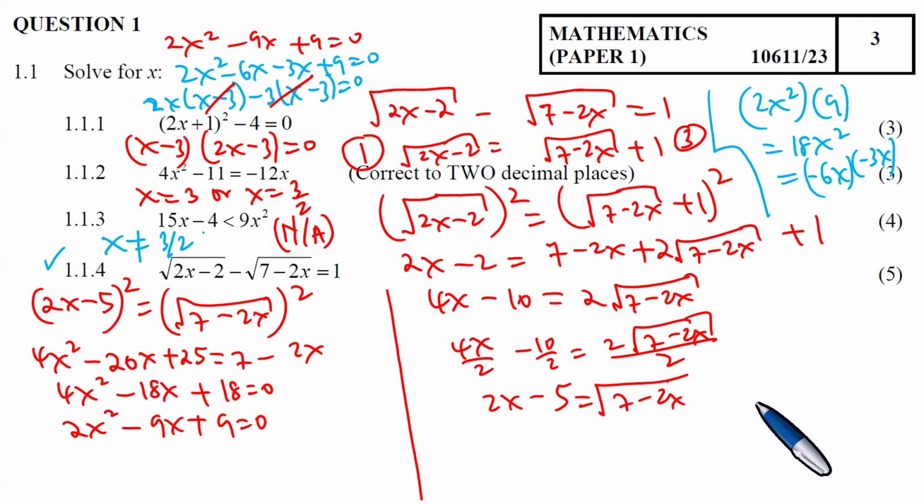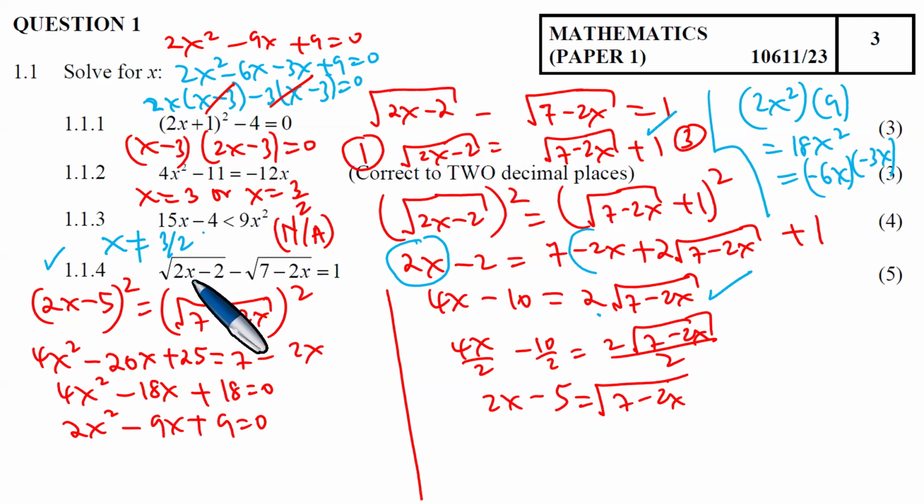Can you please repeat this one for me? 2 square root of 7 minus 2x. Let me see. You're saying 2 the square root of 7 minus 2x. Yes, this one. Okay, that's fine. Here we collect like terms. Please, this one next to it. Yes. Okay.